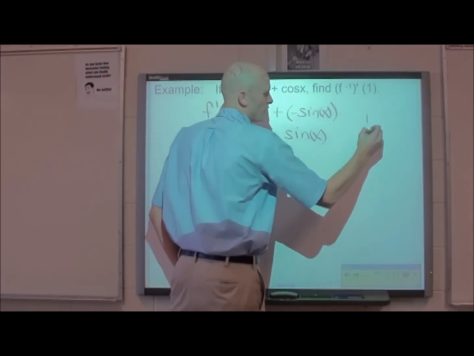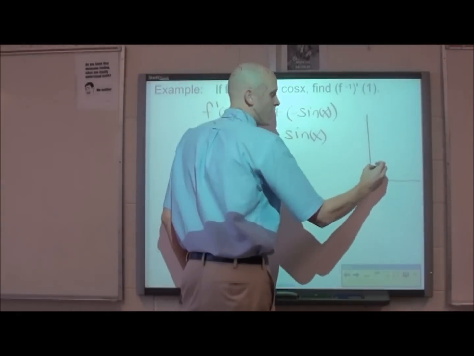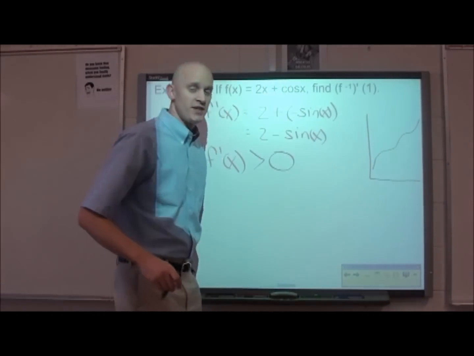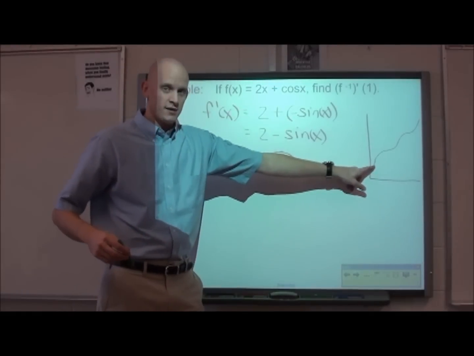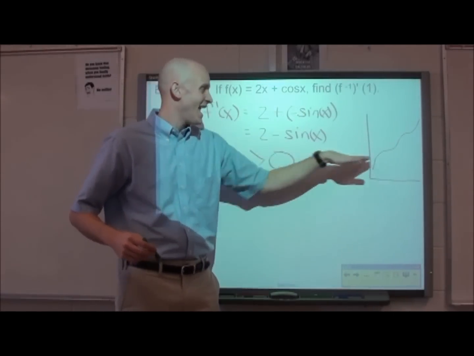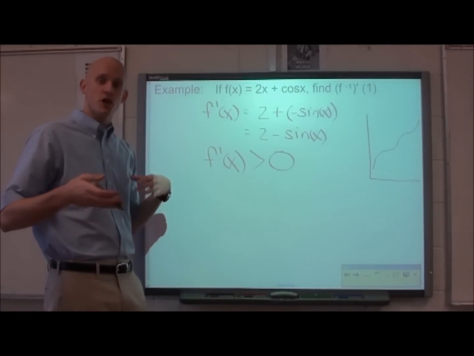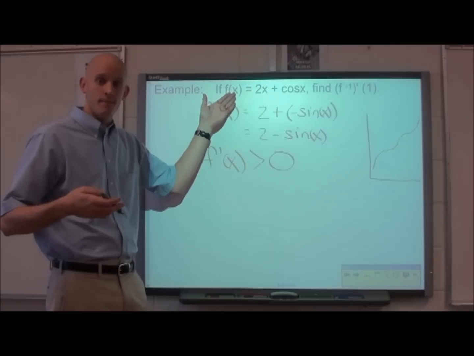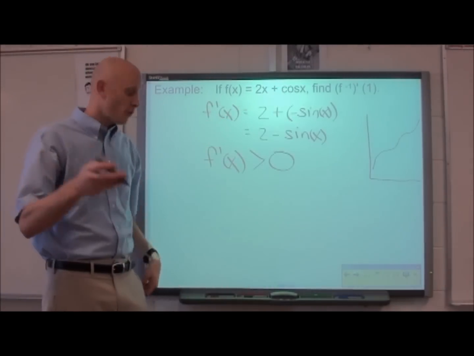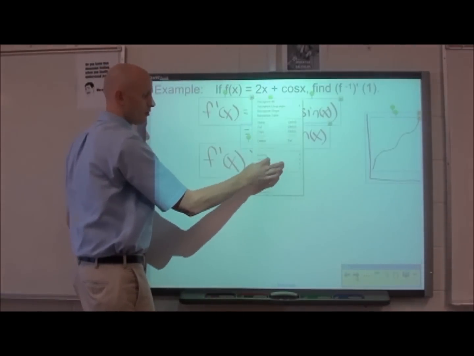If you want to sketch what that could look like, if something is always increasing, I have no clue what the graph is looking like. But if something is always increasing, it must always pass the vertical and horizontal line test. So using that knowledge, we have just shown that the function is one-to-one, and we have said it's also differentiable. Therefore, we can use our formula, and I'll write the formula down and then we'll go to work.